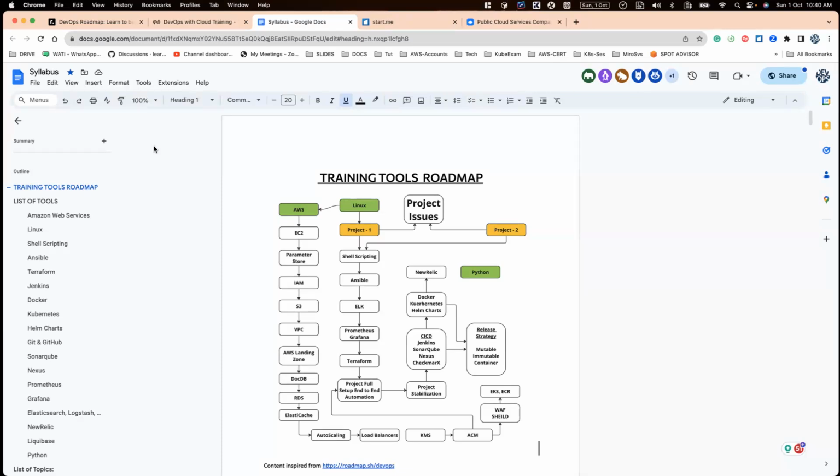Sure, Raghu. And whatever the course price is, can we pay in installments, or is it a fixed amount that we have to pay at one time? Yeah, you can check with the organizer on that.